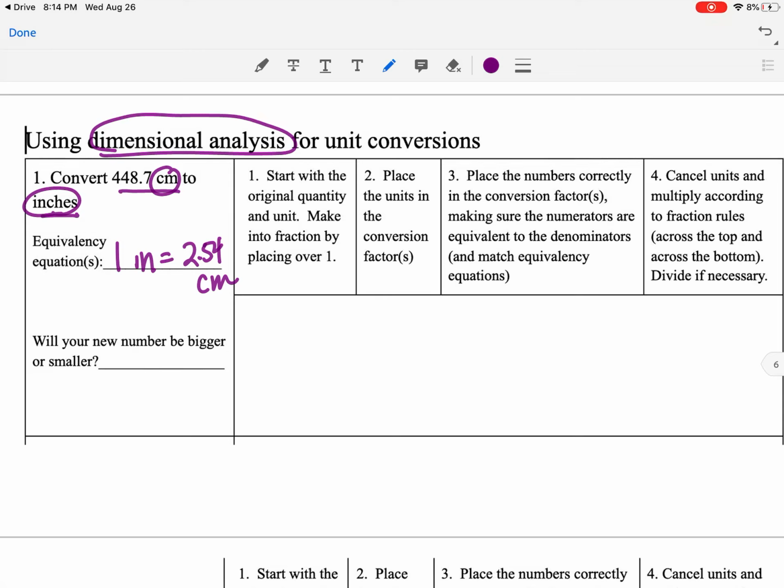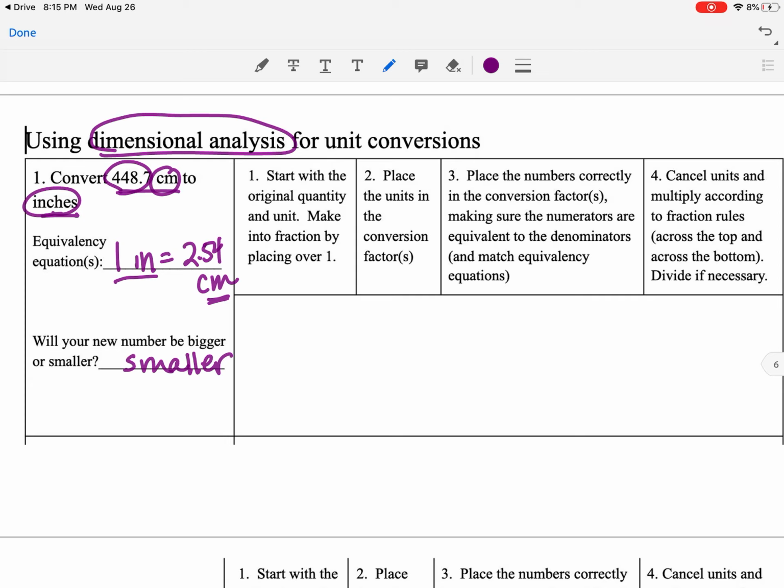Is my new number going to be bigger or smaller than 448.7? When I express it in inches, am I going to have more than 448.7, or less than 448.7? Because an inch is a bigger length than a centimeter, that same length expressed in inches is going to be smaller. That will help us check if our answer is reasonable.